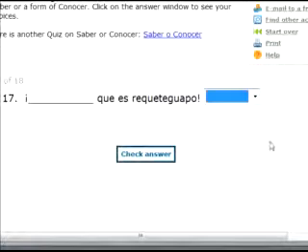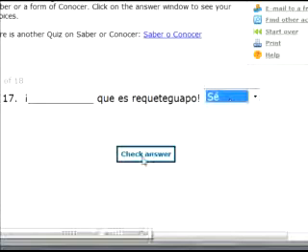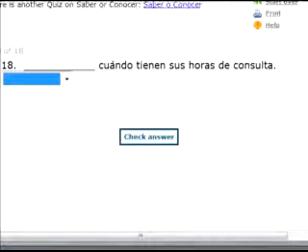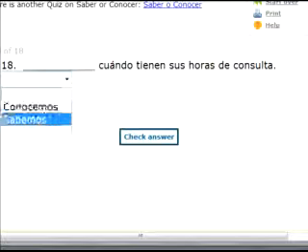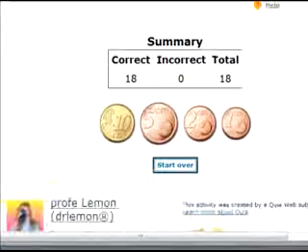Somebody knows what is requete guapo, which means extremely handsome. So I know what requete guapo is. Okay, what are the hours the doctor has consultations open? So that is knowing a fact of a time. So it is sabemos. And so you can see that we got 18 correct, 0 incorrect, total of 18.